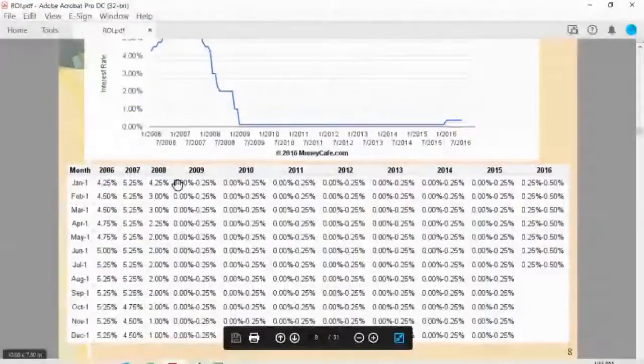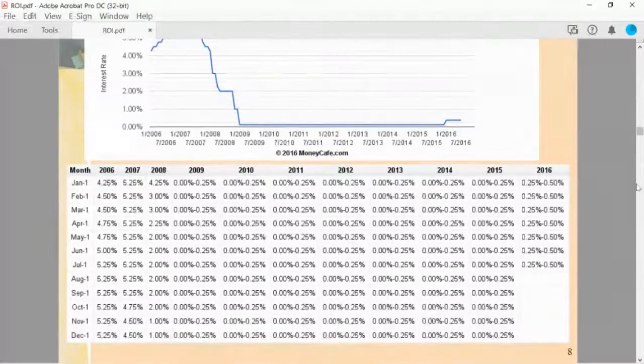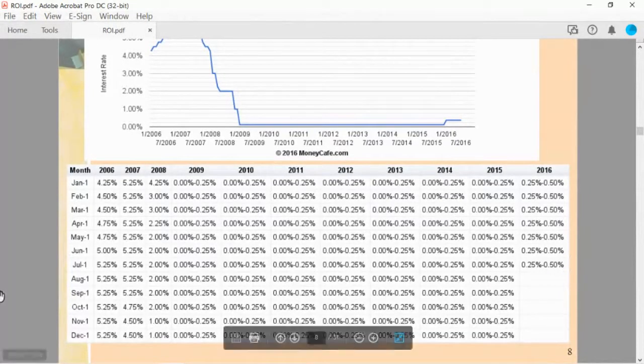Okay, so that is how the Fed funds rate works. But the Fed funds rate is the basis for all interest rates. All lending rates are basically built upon the Fed funds rate. So that's why it's called the benchmark rate. It's the benchmark.